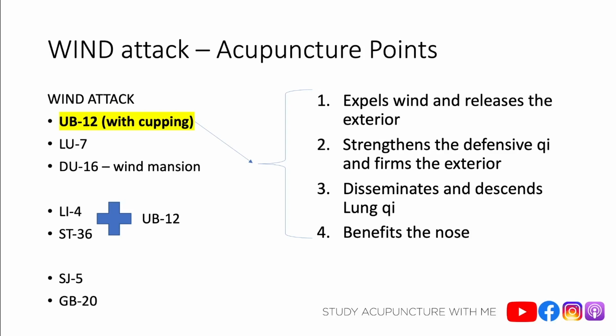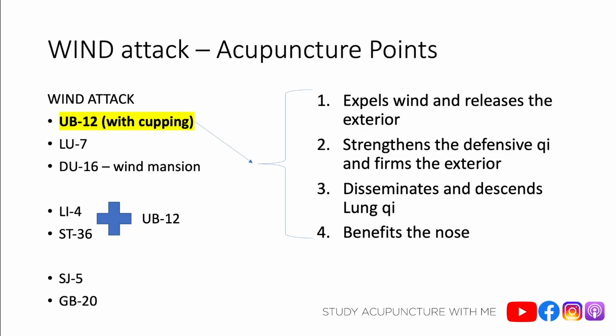The wind is invading in there. What's in the Toli? It's obstructing the defensive qi. So UB12, it's like your B12 shot, right? It strengthens your Wei qi, which is your defensive qi. So that's why you have action number 2, which is strengthen the defensive qi and firm the exterior.